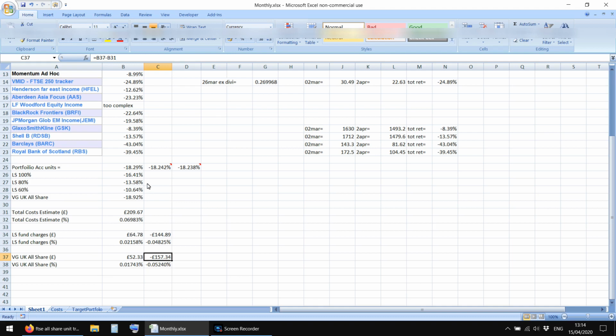You see what I mean? So if my portfolio had the same level of charges as a Life Strategy fund, which I've commented there, my performance would have been that instead of that in this month. So, you know, it all adds up. If that was the differential every month for 20 years, that would add up to a lot.